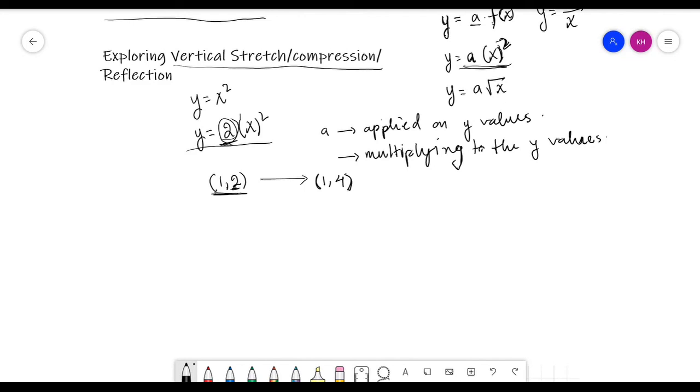So let's take a value of a that is greater than 1. Now, if we multiply any number that is greater than 1 to another number, that number will always grow. So like that, we know that it is a stretch.